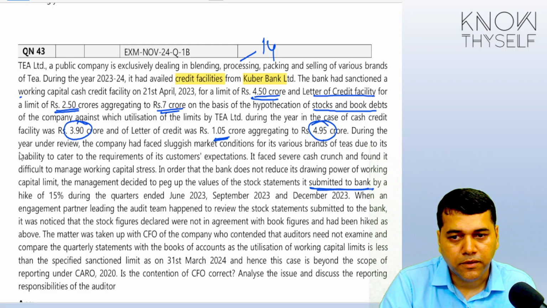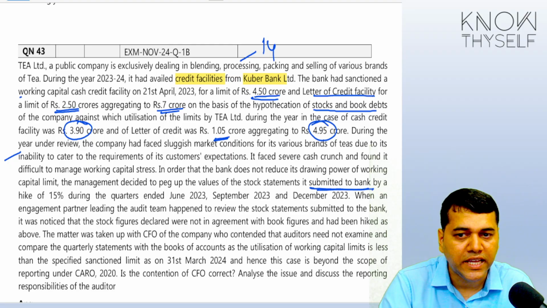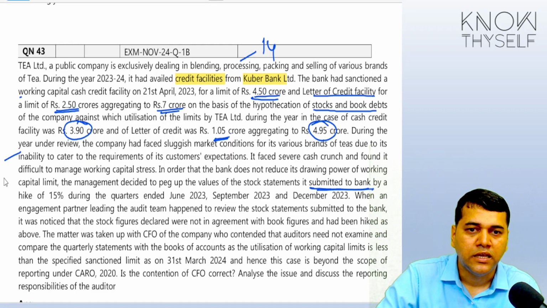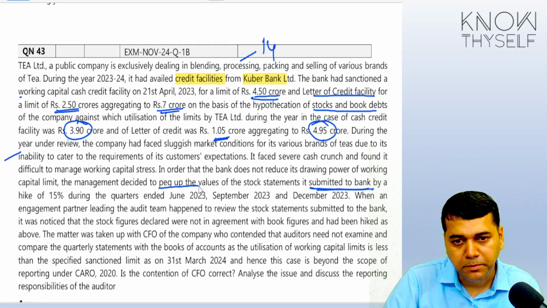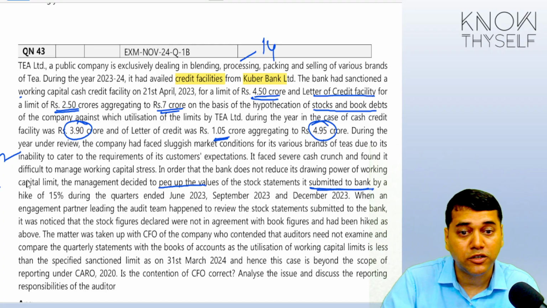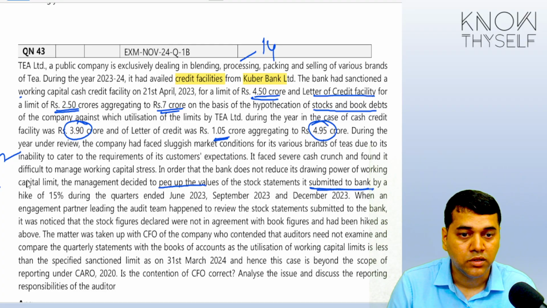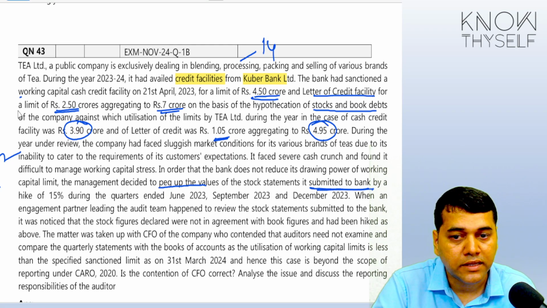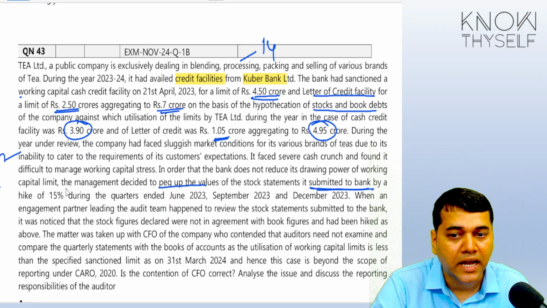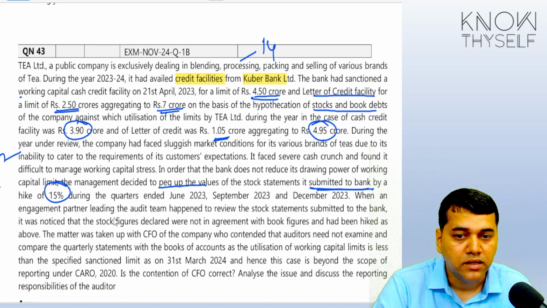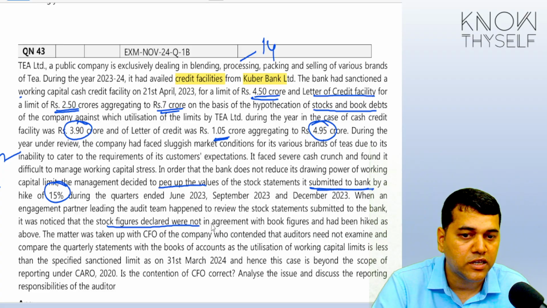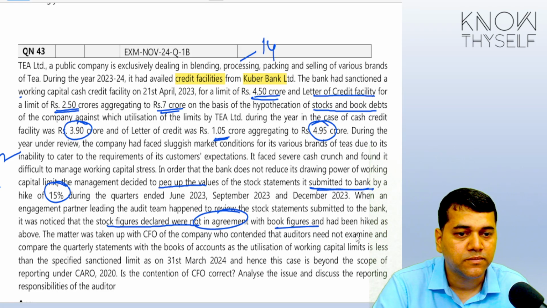Okay. From here, suddenly 570 came to your mind. Demand fell down. Is the bank not going to stop? But suddenly you saw that the management has manipulated the stock statement because the bank should not reduce the credit limits now. They should not reduce now. Otherwise, they will classify them as NPA, and the hike was 15% in the quarter. When an engagement partner leading the audit team happened to review the stock statement submitted to the bank, it was noticed that the stock figures declared were not in agreement with the books figures.